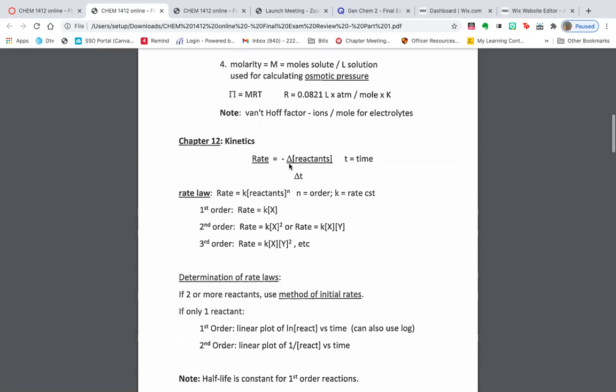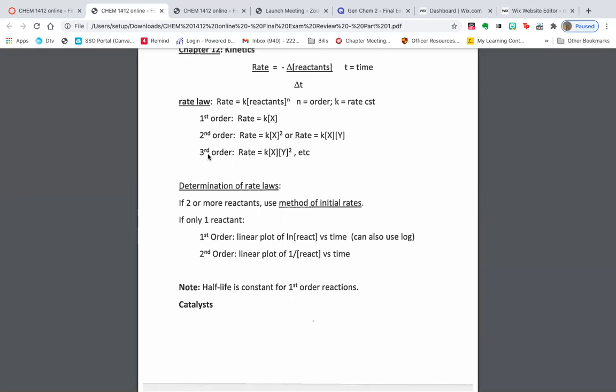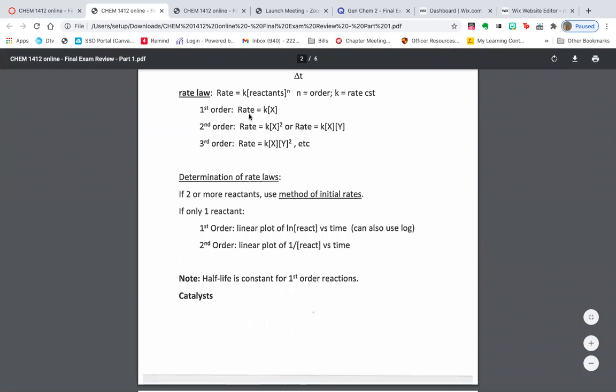Then we have kinetics, which is where things started to pick up for the semester. Rate, the first order reaction is K of X, so you have one reactant. And then the second order is K times X squared, or K times X times Y. And remember, anything in the brackets is the concentration of. So this is the concentration of X, this is the concentration of Y. And then the third order reaction will have three. So it'd be K times X and then Y squared, or K times X squared, Y squared. We're not really going to do anything over a third order reaction this semester. So these are the only three you need to remember.